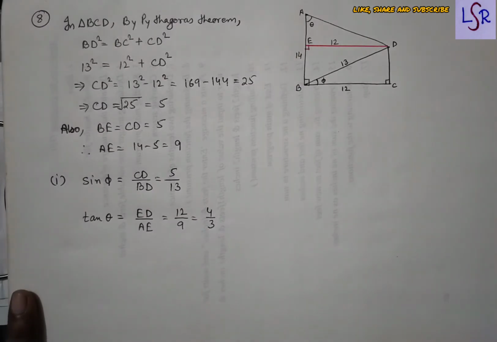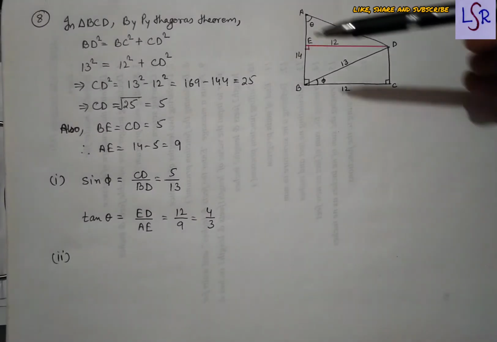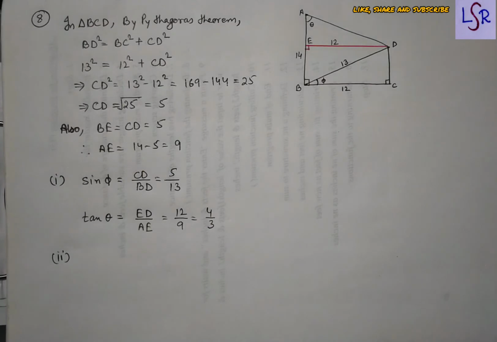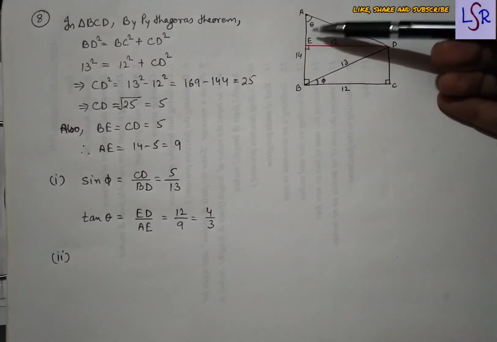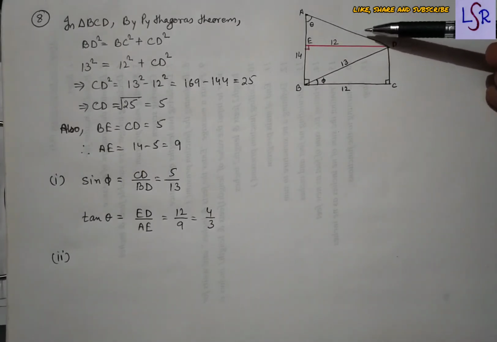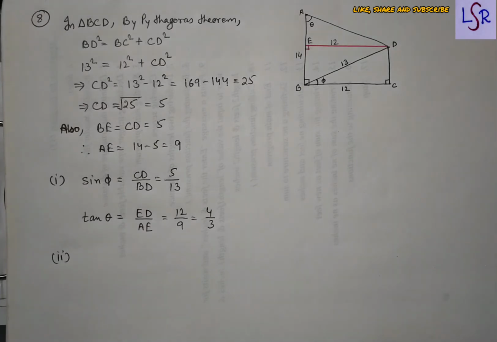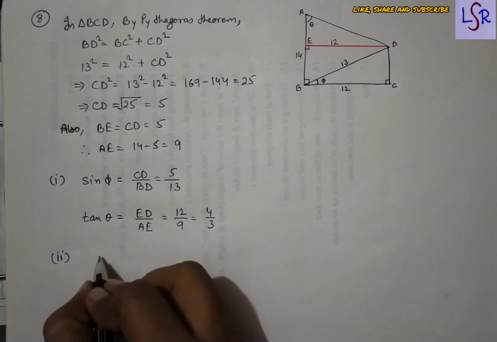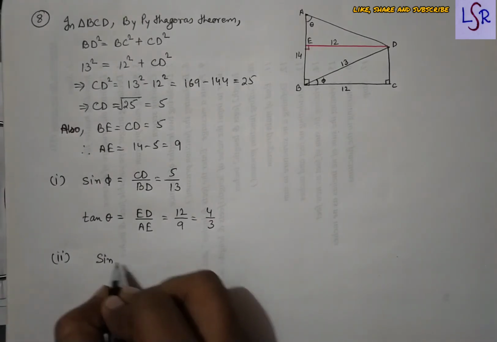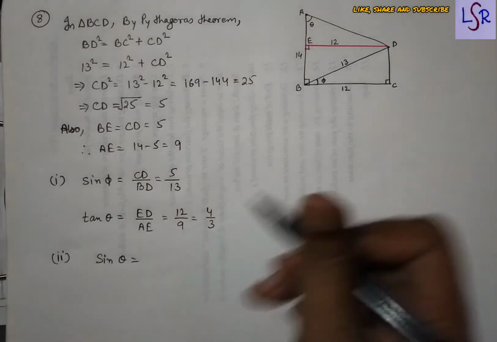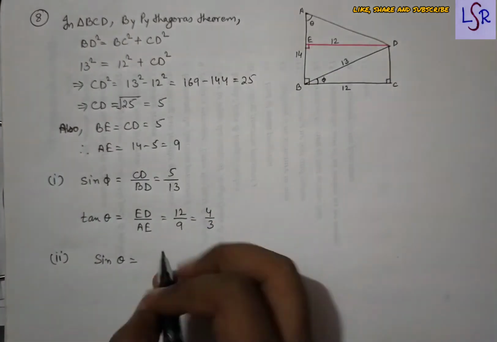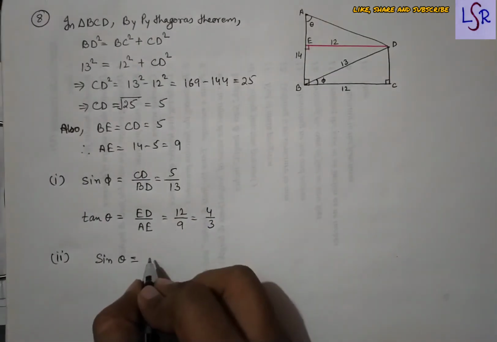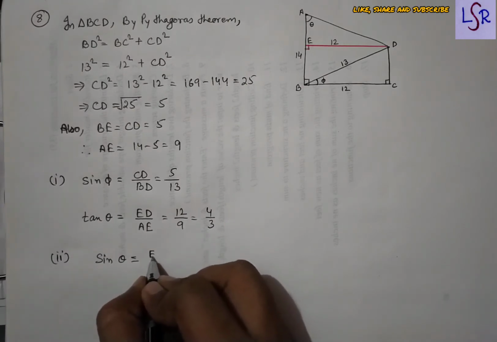Now in the second part we have to express AD in the terms of theta. So as we see that for the theta this is a hypotenuse. So either we take a cos theta or a sin theta. If we take sin theta, then sin theta is perpendicular upon hypotenuse, that is ED upon AD.